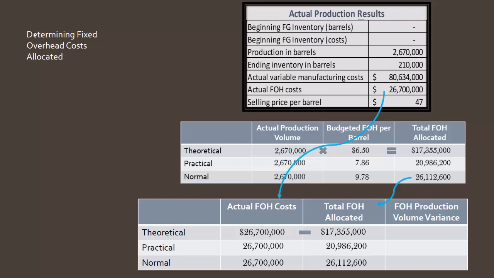So if we chose theoretical capacity, we would have had a whopping production volume variance of $9,345,000. We would have severely underallocated overhead. Under practical, it would have been $5,713,800 for our variance. Still pretty bad. And then under normal, we would have had an underallocation of $587,400.